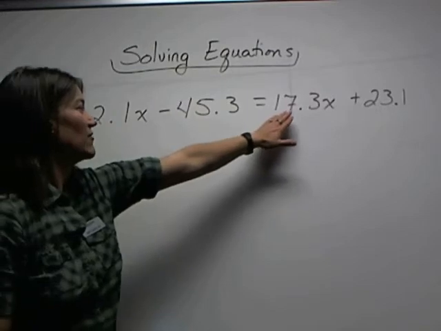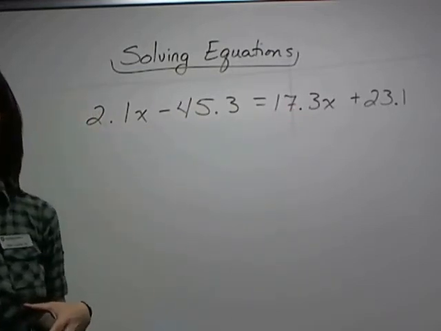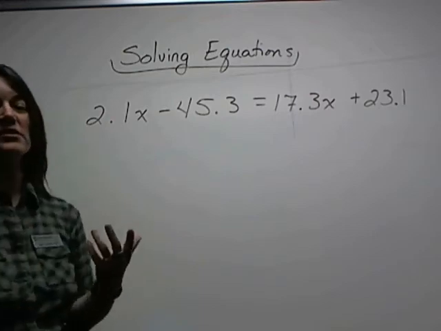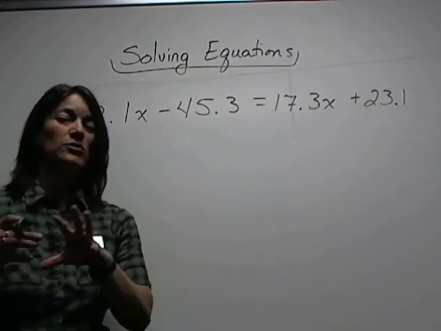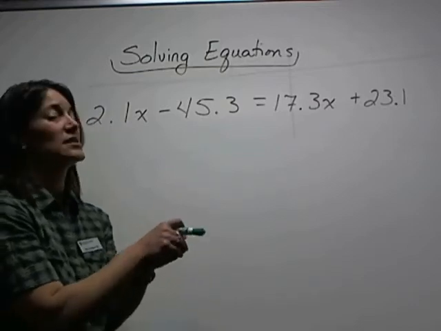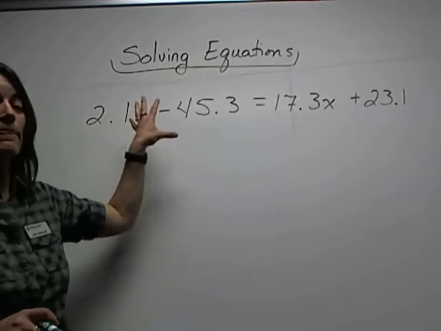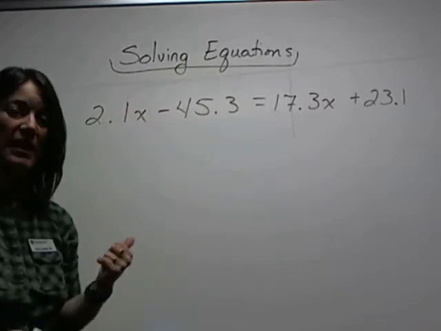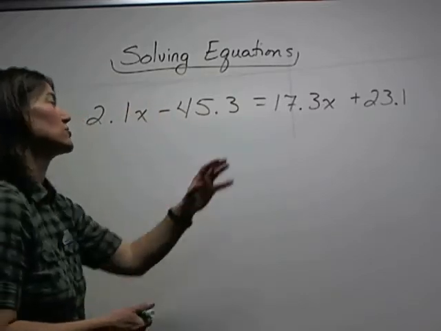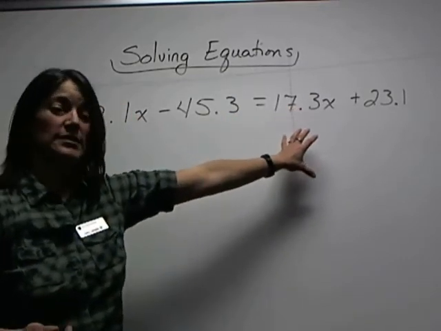I notice that I have a 17 on this side and only a 2 on this side. The 2.1 is smaller than the 17.3. I always want to move my smaller term to the larger term to make sure that that number stays positive. So instead of moving it to the left side, I know we're used to seeing our variable always on the left, but it doesn't have to be. So instead of moving it to the left side, I'm going to move the 2.1 to the right side.